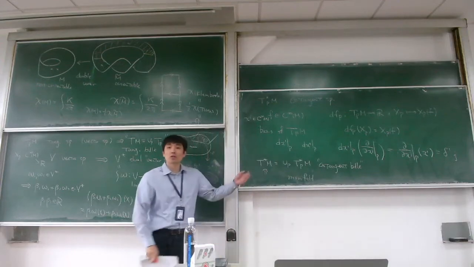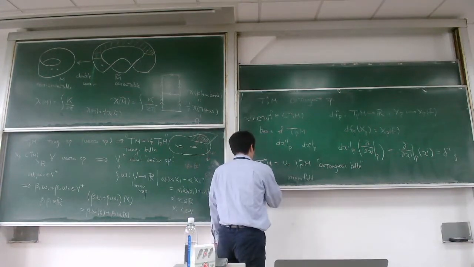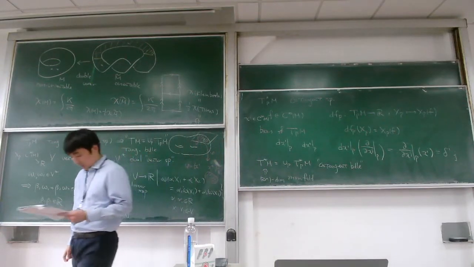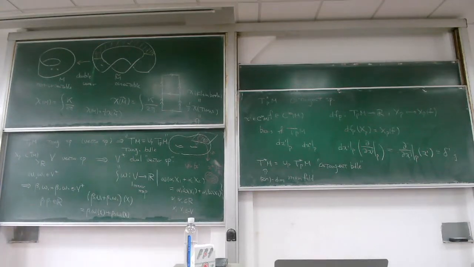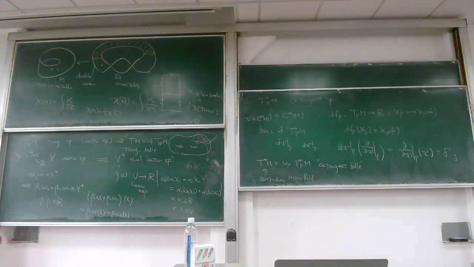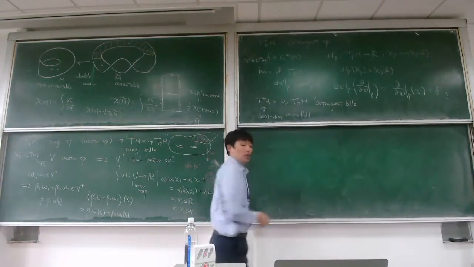Of which dimension? What's the dimension of T star M? It's a 2n dimensional manifold. Okay. So, yeah, I just want to write down some things.